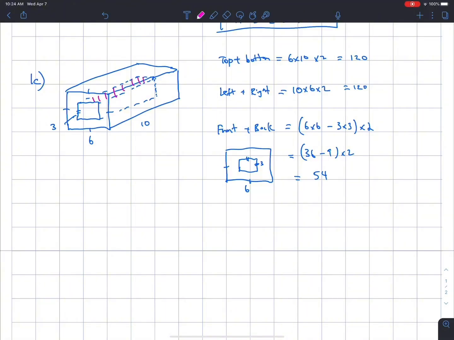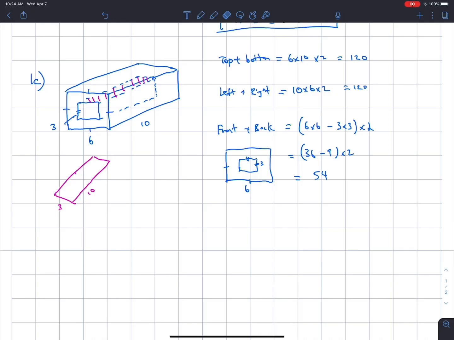So this is the top of the inside. If I take this piece out, it looks something like this. This is just 3, because this and this are equal, that's why I know that it's 3. And then this would just be 10, because this is the same as the length here on the inside. So that's why it's 10.